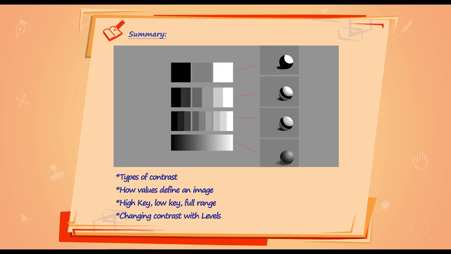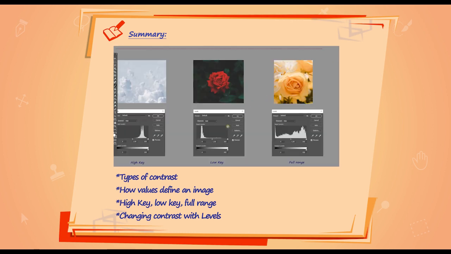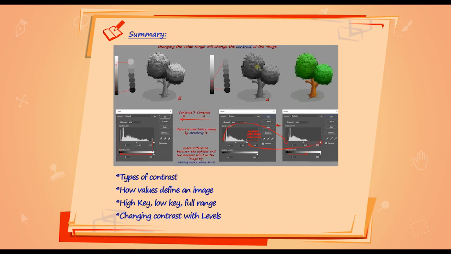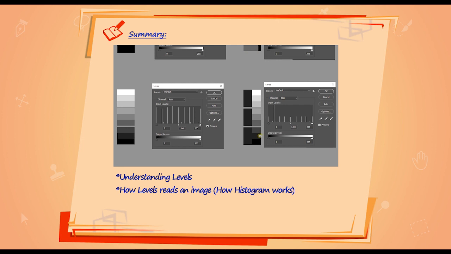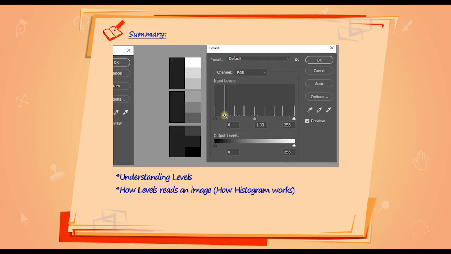how values define an image, high key, low key, and full range image, changing contrast with levels, and understanding levels, how levels read an image, or how histogram works. I give an in-depth explanation about histogram. I searched a lot and I couldn't find a simple explanation as I did here, so I really recommend to watch it.